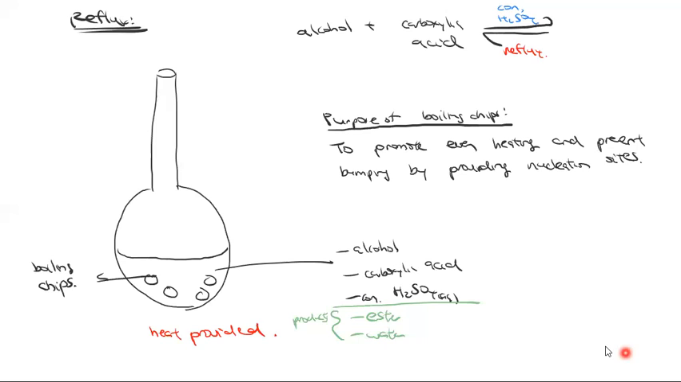So, you can probably get away even with less. To promote even heating is often a very simple answer. Promoting even heating prevents something called bumping. And the way it does that is through providing nucleation sites. Might not be necessary to go into the explanation behind all of that, certainly today. But that's basically the purpose behind the boiling chips.